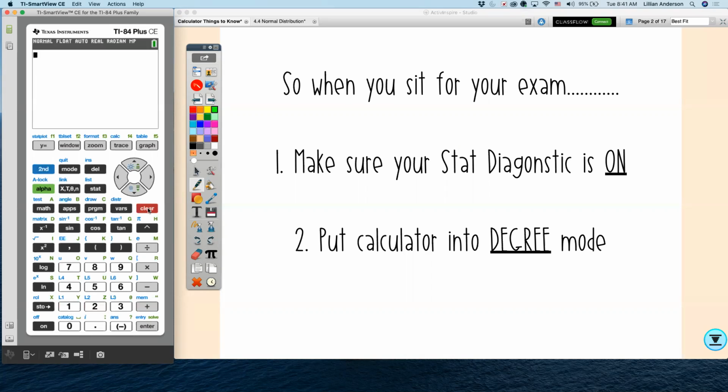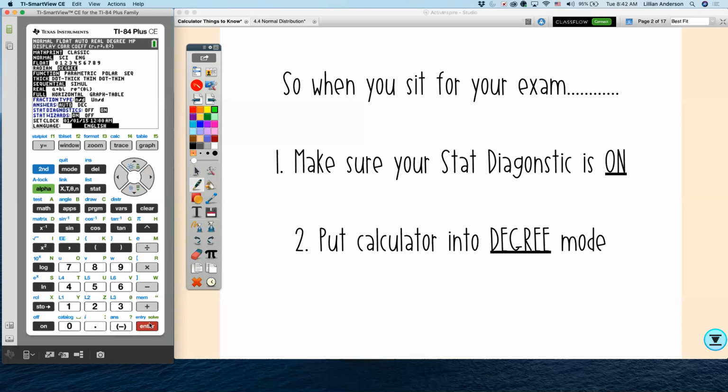So what's the first thing? What are the 2 things that you need to do? Go to mode. Put it on degree. So I go down, I turn it to degree and I click enter. Go lower and then turn the stat diagnostics on. And if you have the more advanced calculators on this same page, you can go down to stat diagnostic and you can go over to on and click enter. But as you can see, that's exactly what happens when your calculator gets reset.